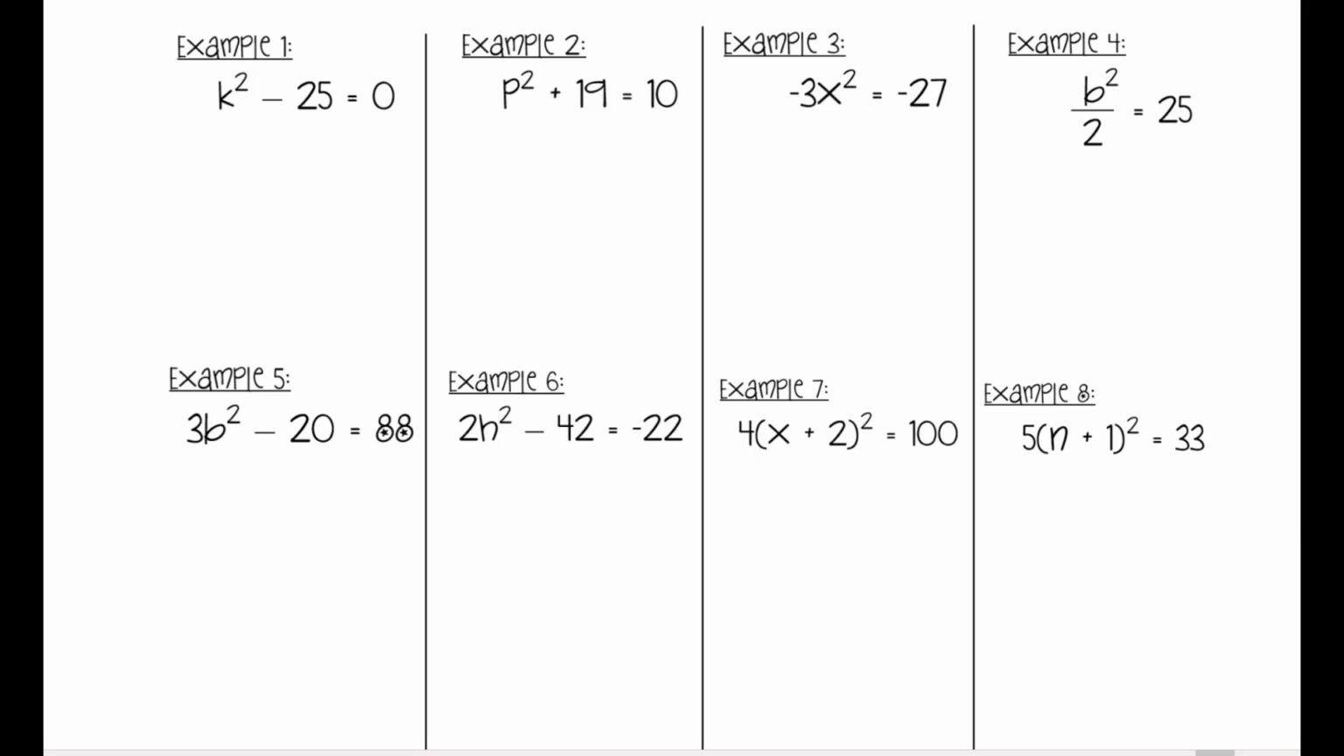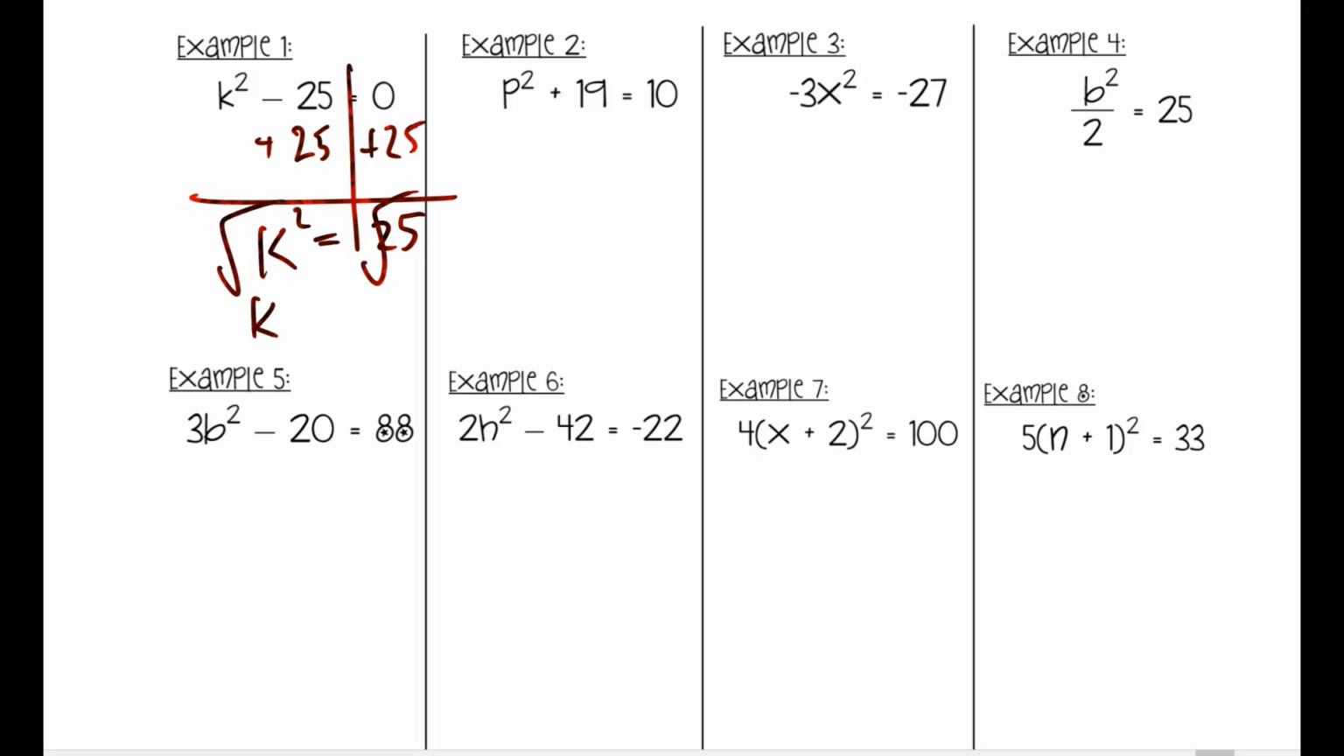DDG. Ain't nobody studying you. Couldn't care less. All right, so here we need to add 25 to both sides because we're solving this like a regular equation. So we get k squared is equal to 25. Then we take the square root of both sides and we get k is equal to positive or negative 5, because positive 5 squared will give you 25 and negative 5 squared will give you 25.